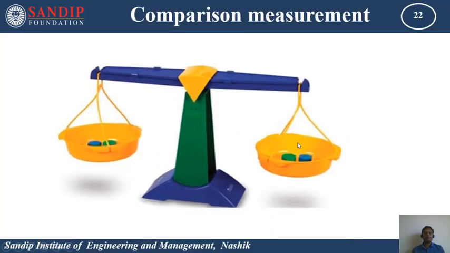Now next one is comparison measurement. We compare the component dimensions or weight of the component against a standard. A standard is something that can be universally accepted. According to the standard, we measure the component which we have to manufacture or which we have to buy. Take a simple example of groceries. If you are going to buy vegetables in the market, we are using a very simple measurement technique, that is the comparison measurement technique.